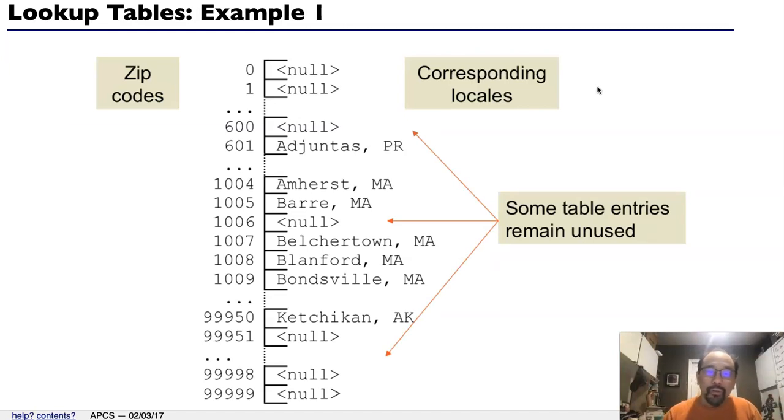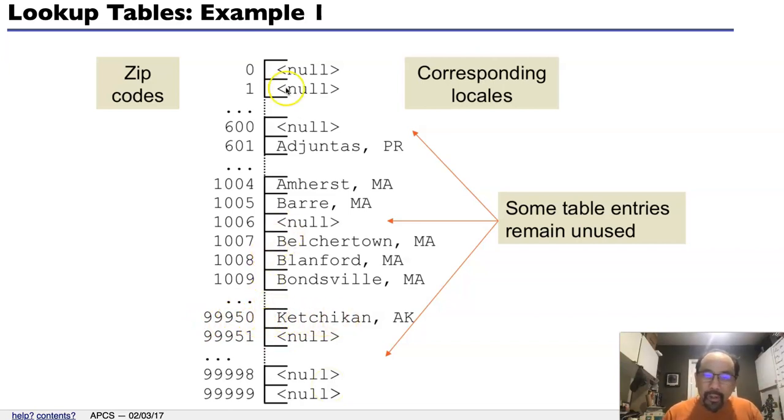Lookup tables could be useful if I want to look up what city is this particular zip code. For 99950, what city is that? If you put all of that information into zip codes, there are 5 digits in a zip code, and if we put in all the different city information, we can very quickly find out any sort of city information.